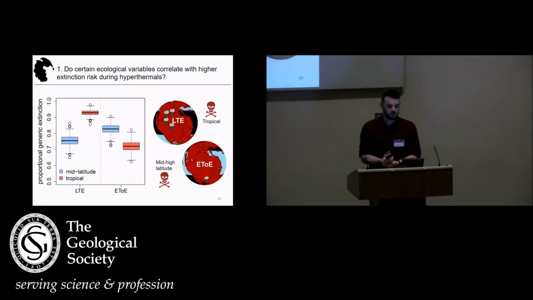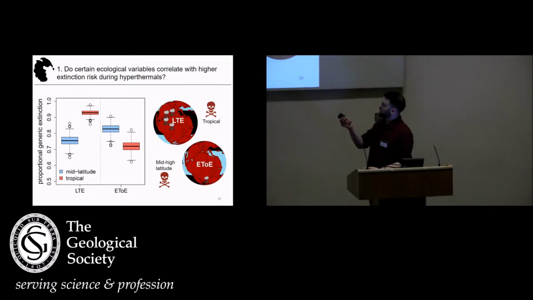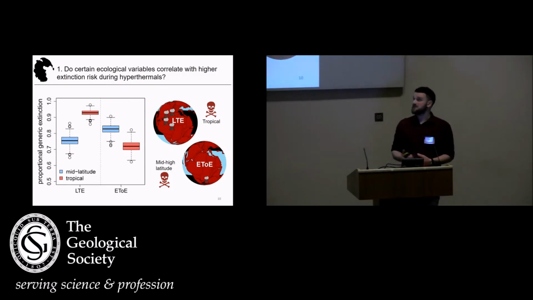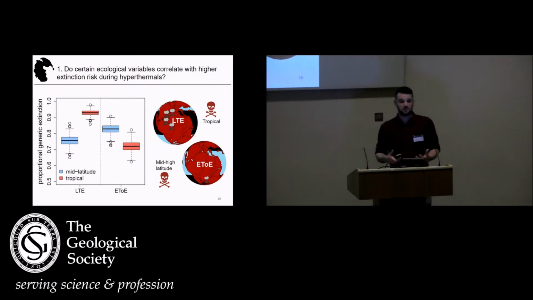So to answer some of these questions, do certain ecological variables correlate with higher extinction during hyperthermals? During these two, yes, they do. So during the late Triassic extinction, we get much higher extinction in the tropics than we do in the mid-latitudes. This suggests that, well, it fits well with the sort of climatic warming episode, which is strongly felt in the tropics. Maybe the tropics are becoming too hot to inhabit for certain organisms, much as we see across the Permian extinction and in the initial sort of recovery in the late Triassic.